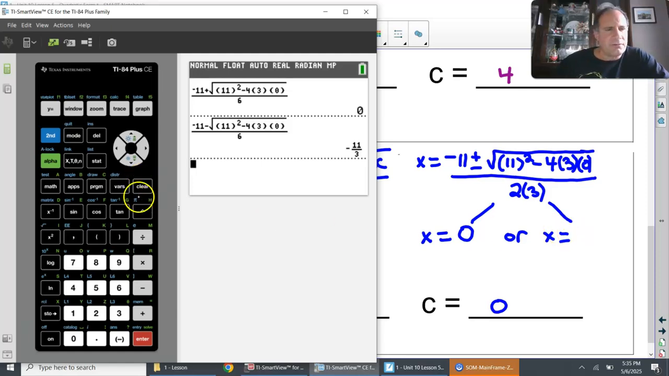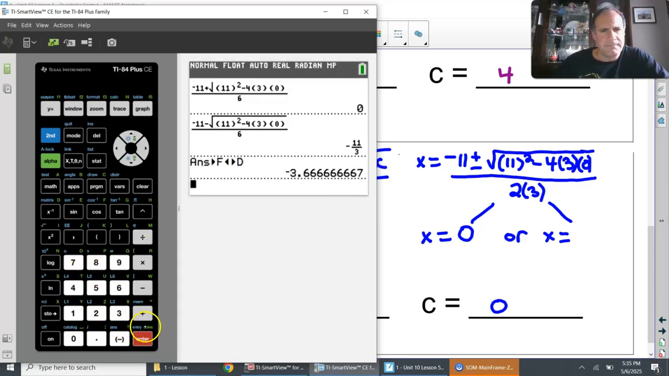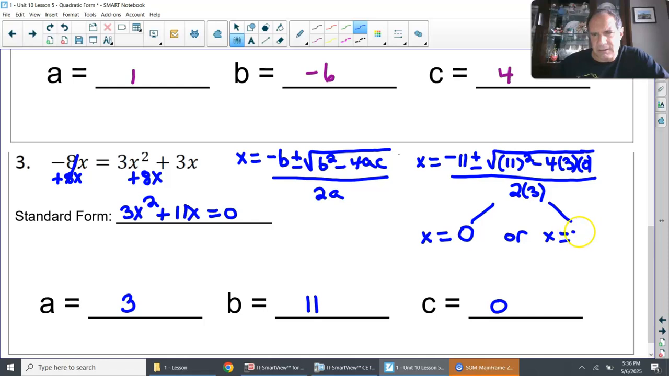So negative 11 over 3, I'm going to press alpha x to make this a decimal. Let's see. Yeah, negative 3.67 if I rounded it. This is a squiggly equal sign because you're rounding it to the nearest hundredth. So this is 0 and negative 3.67.